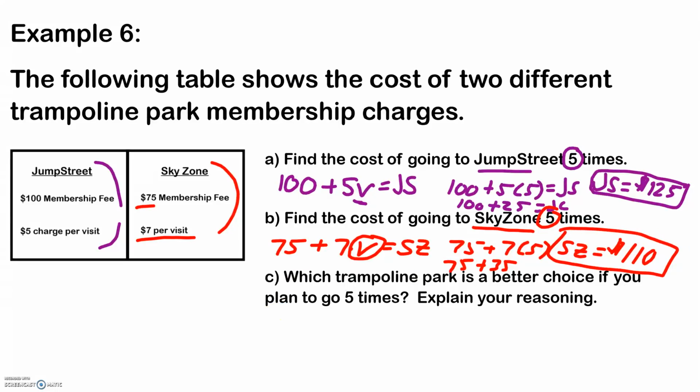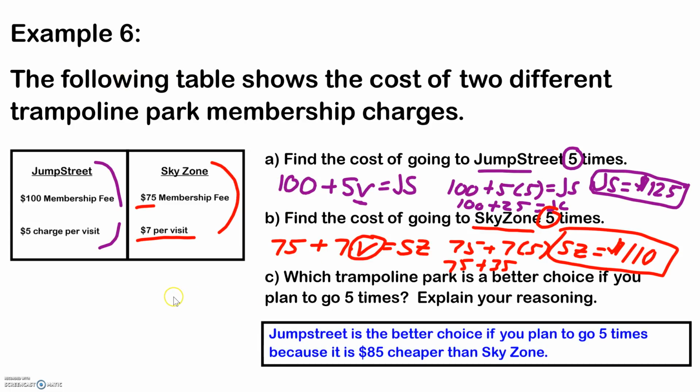So now think about it. Using the information from Part A and Part B, which trampoline park is a better choice if you plan to go 5 times? Explain your reasoning using complete sentences. So we can see that Jump Street is the better choice if you plan to go 5 times because it's $85 cheaper. That's not correct.